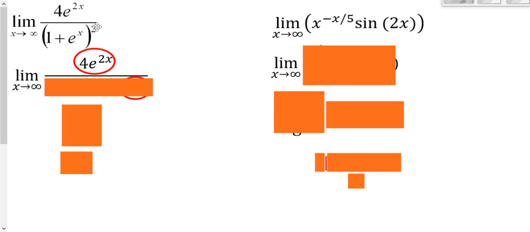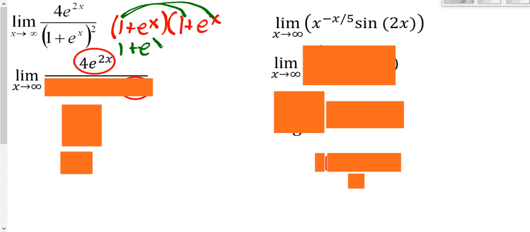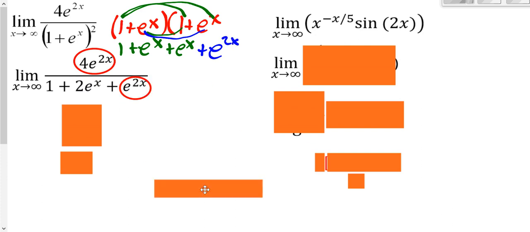So here, you still want to look at most influential over most influential. But you'd want to take what we have here in the bottom and FOIL that out. 1 plus e to the x times 1 plus e to the x. So if you write that out, 1 plus e to the x, 1 plus e to the x, you do your first terms, you do your outer terms, you do your inner terms. When you do your last terms, remember e to a power times e to a power, you'd have to add those exponents. So that's how we get this.